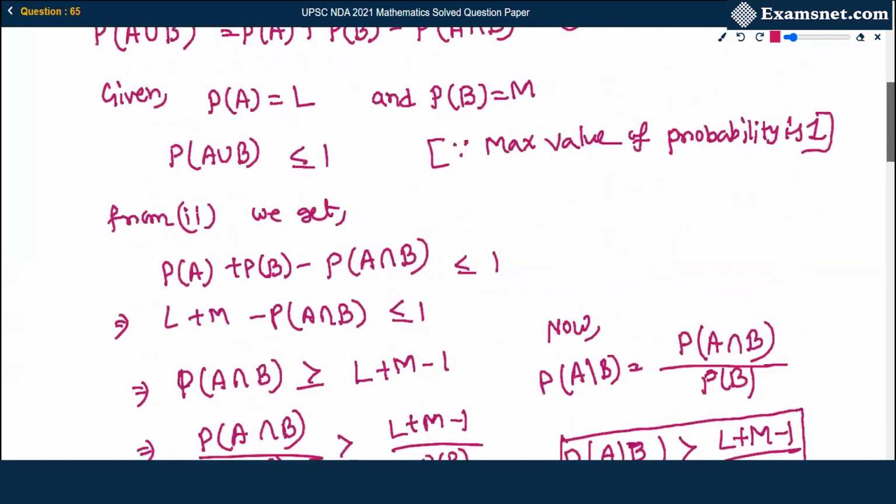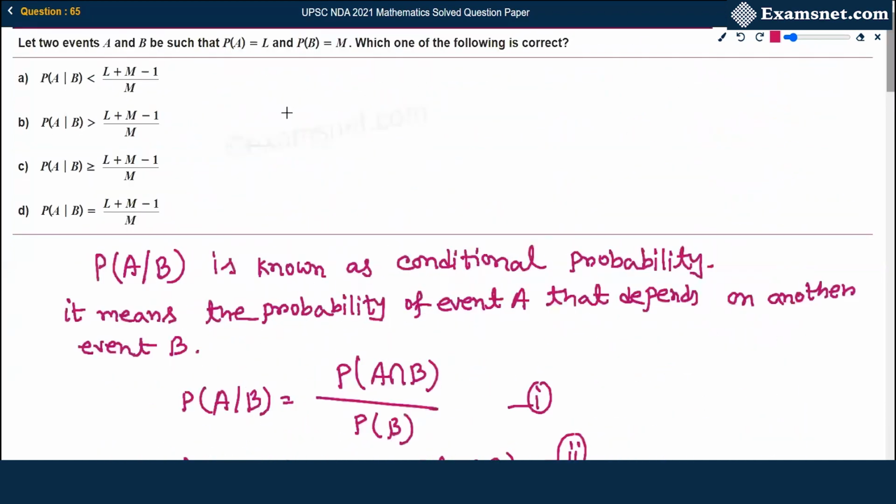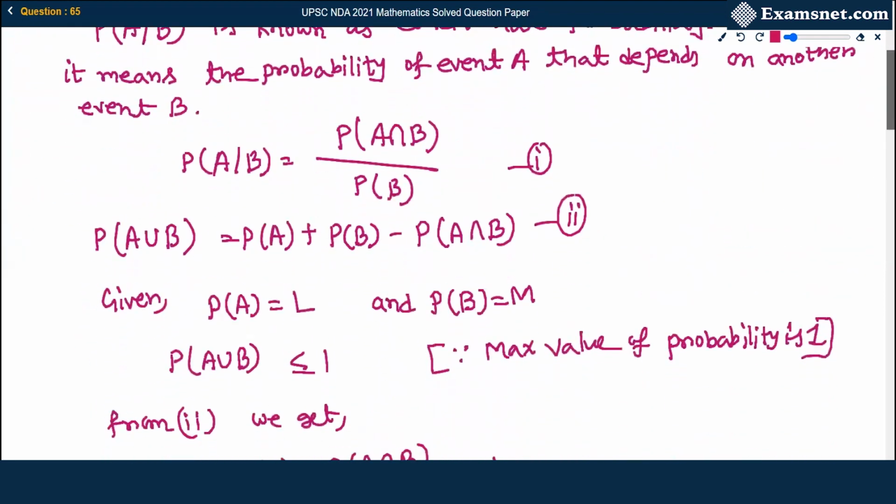Let me check now the options. L plus M minus 1. Yes, so option C is the correct one. Probability of A given B greater than or equal to L plus M minus 1 by M. Okay, so here is the entire solution.